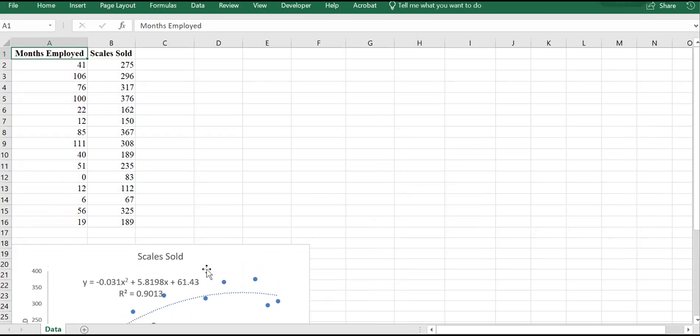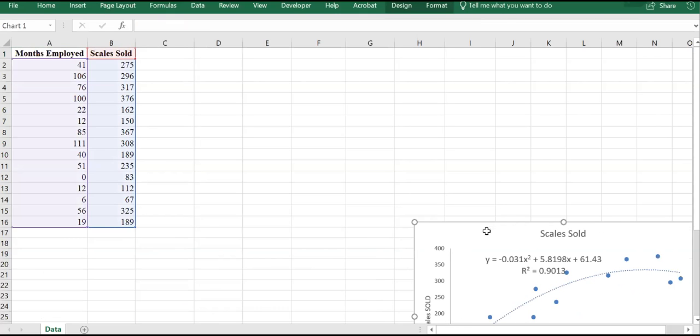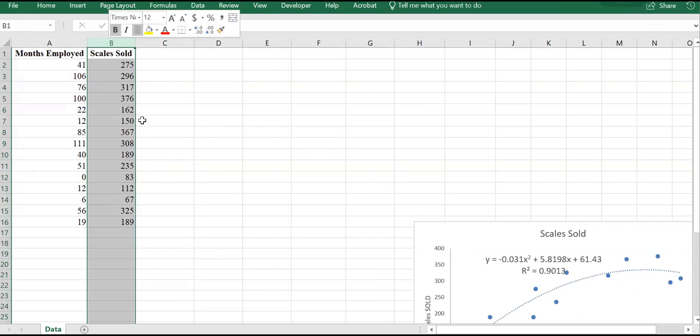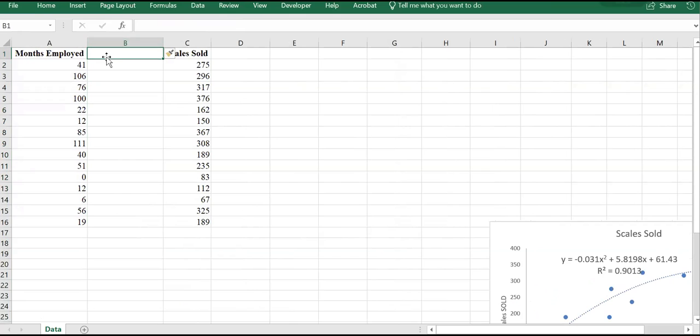X range, Y range. For quadratic regression, I also need an X squared. So what I'm gonna do, let me just take it here. I'm gonna insert one cell. This is very important. You wanna insert one cell next to your X. So I have my X month employed, and I'm gonna add another one, month squared, as my X squared. X is a month, X squared, month squared.